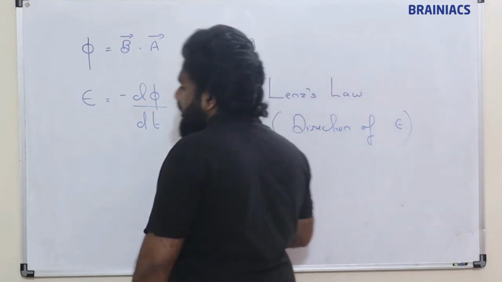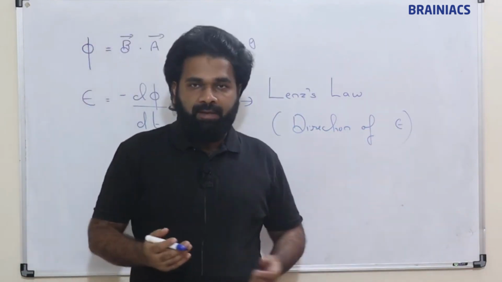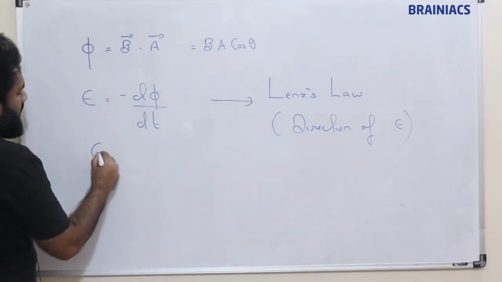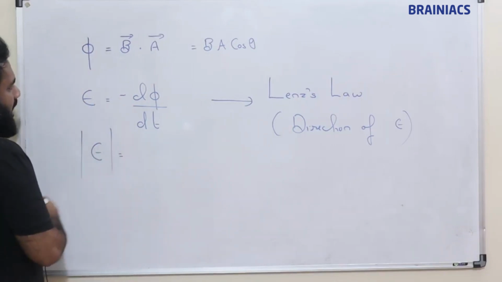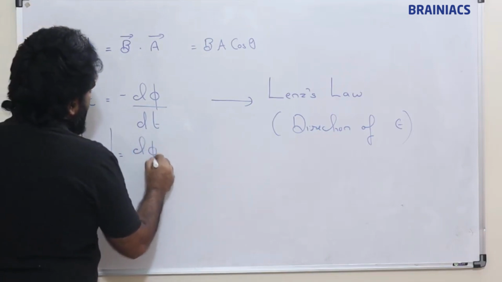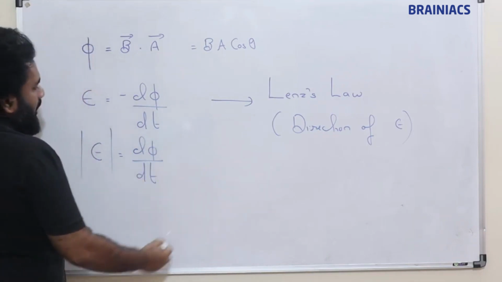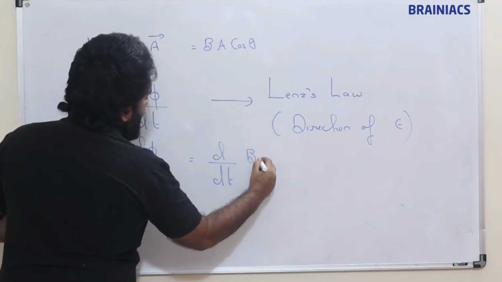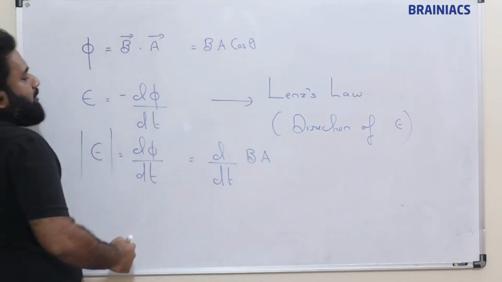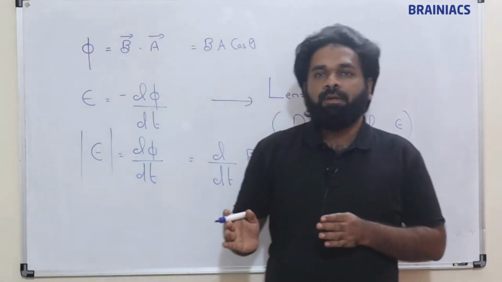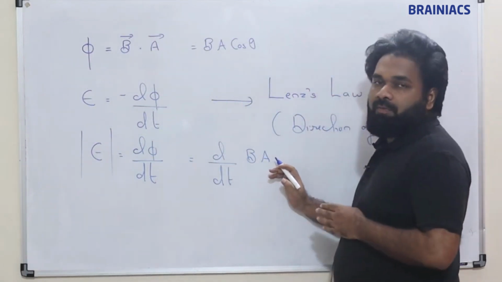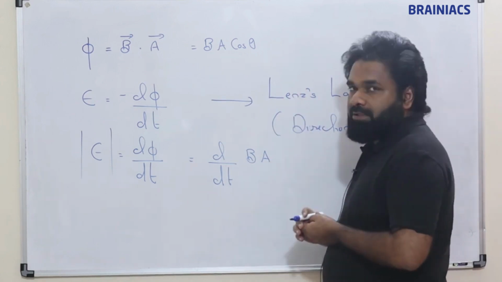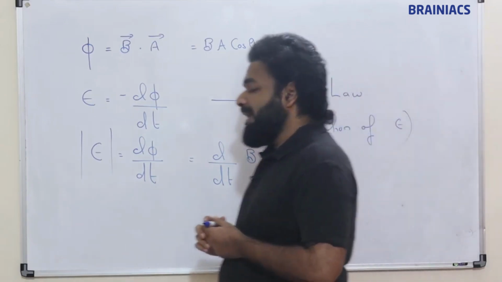Direction of induced EMF, the associated induced current, the direction of magnetic field, all those things we have seen. Then this induced EMF, if we take its magnitude, this is d phi by dt, or we could say d by dt of BA. If this theta is 0 degree, it is BA; at 90 degrees, that will become 0. Then again, if it is rotating, theta will change, so d by dt of BA.